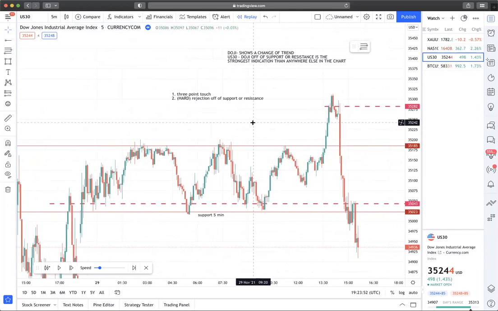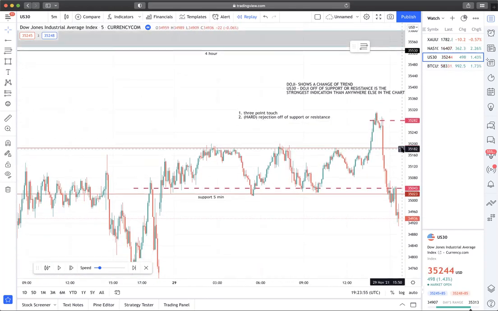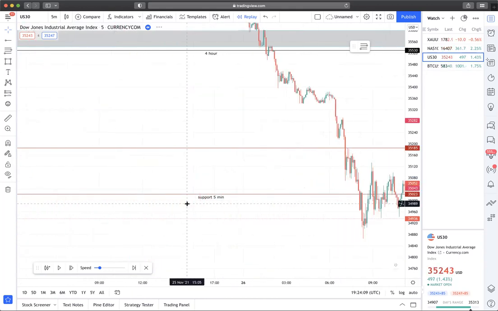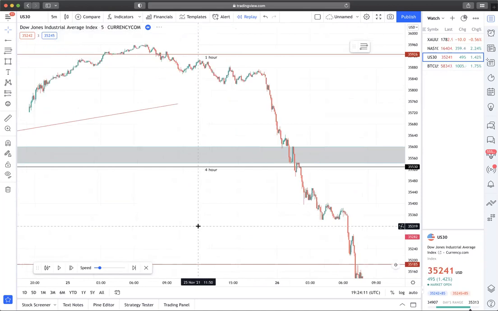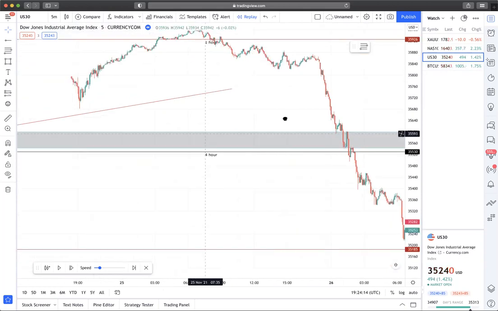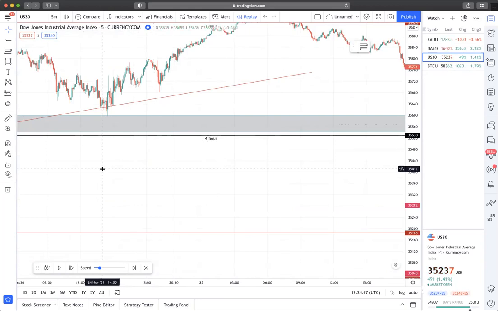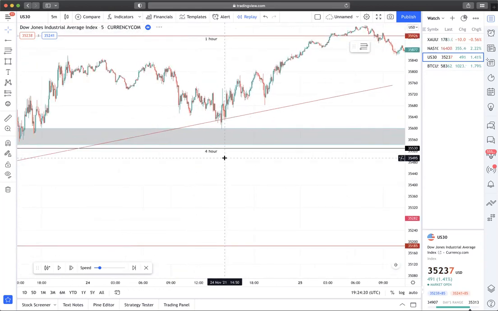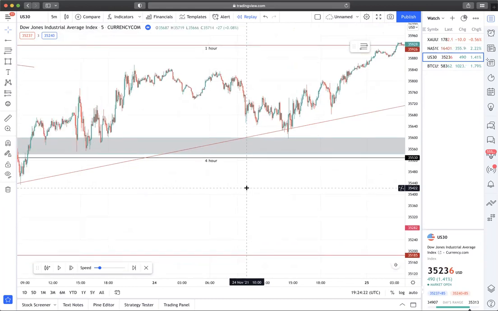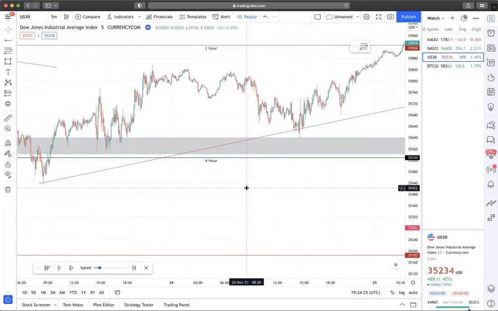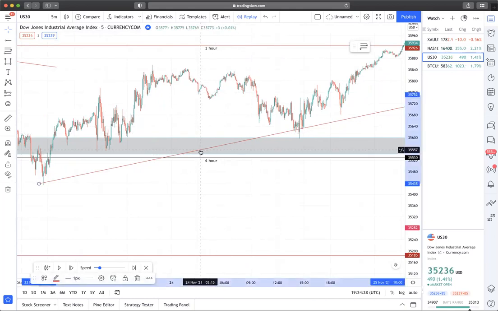Now we're gonna go over different examples of the 3-point touch, and we're going to go over different examples of the wick rejections. So strong rejections off support and resistance, as well as the 3-point touch. I'm trying to find you guys a good example. Okay, so here you see this was the 1 hour.